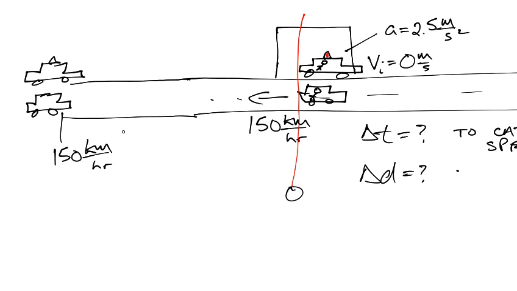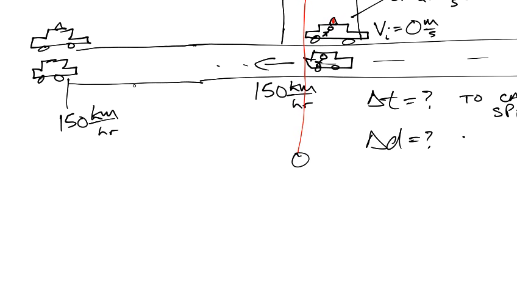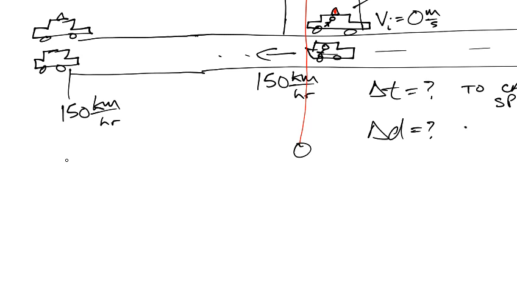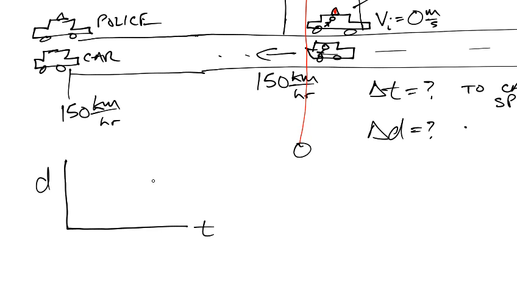Well, first of all, let's try and figure out this situation by taking a look at the graph of these two vehicles. Let's take a look at the dt graph of the car. We're going to call this car, and we're going to call this police. Now, the car is going at a constant velocity. So constant velocity is going to look something like that. If it was flat, the car's position wouldn't be changing. But because it's constant velocity, it's going to be a straight line in the dt graph.